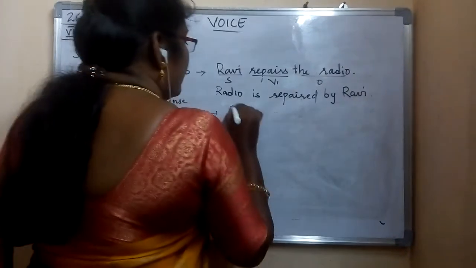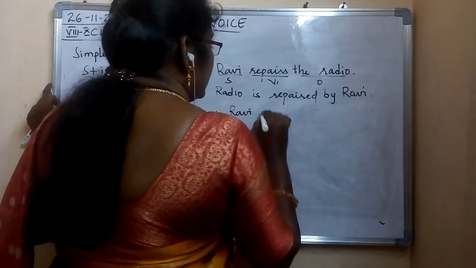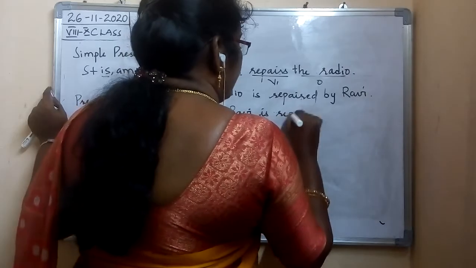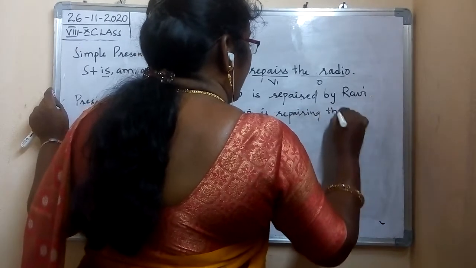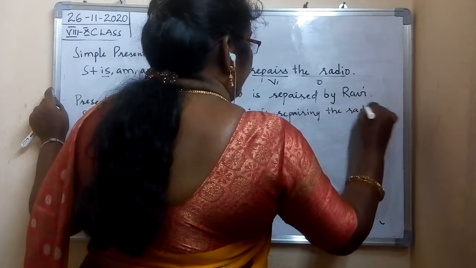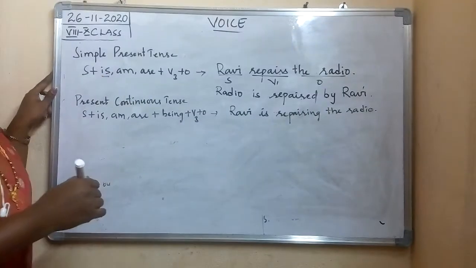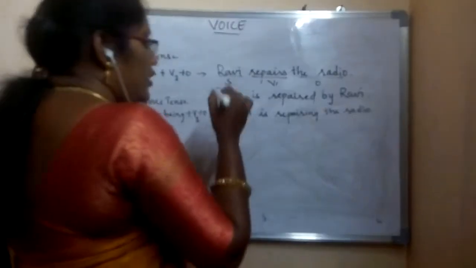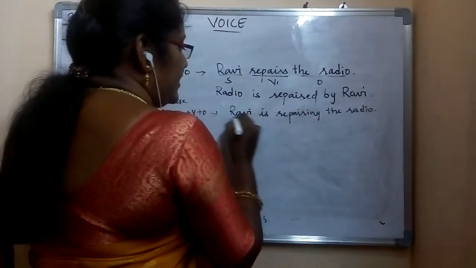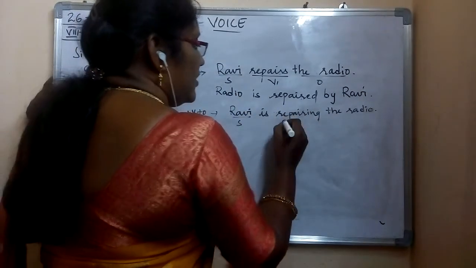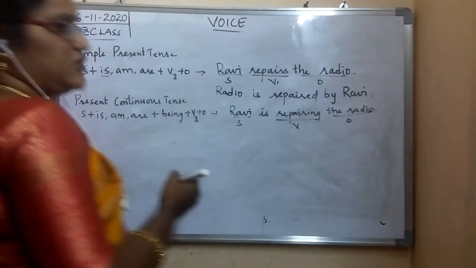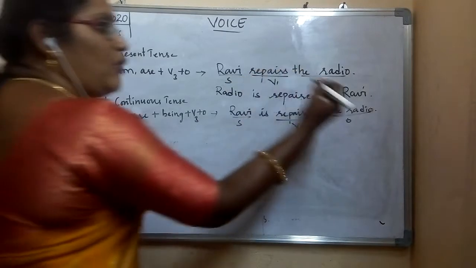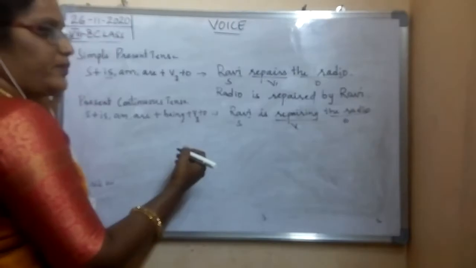Ravi is repairing the radio. Ravi is repairing the radio. This is one sentence. Now you have to change again here. Subject, verb, object is given. Subject, verb and object. Now you have to bring the object first.